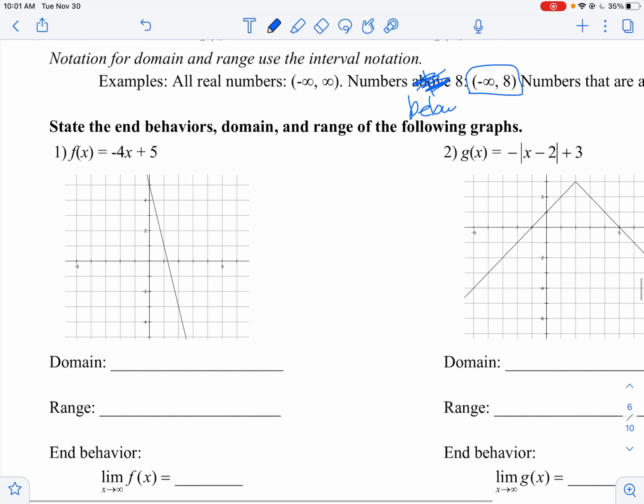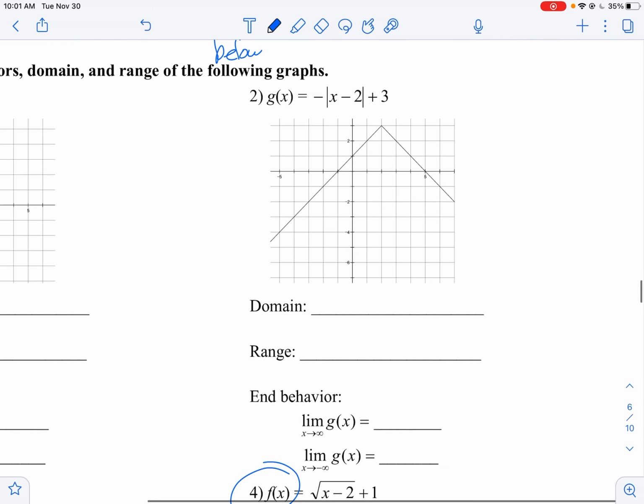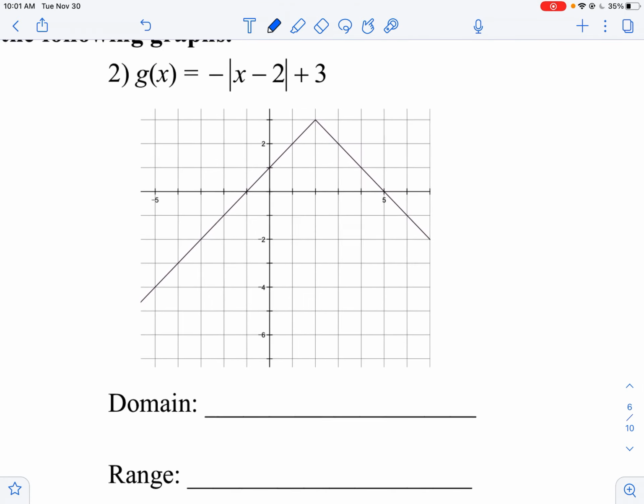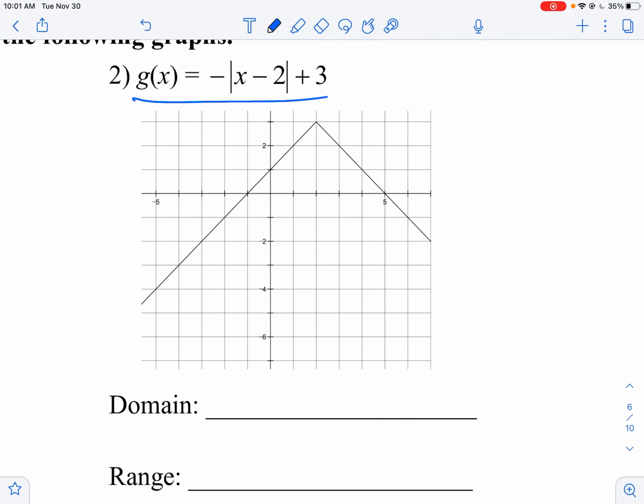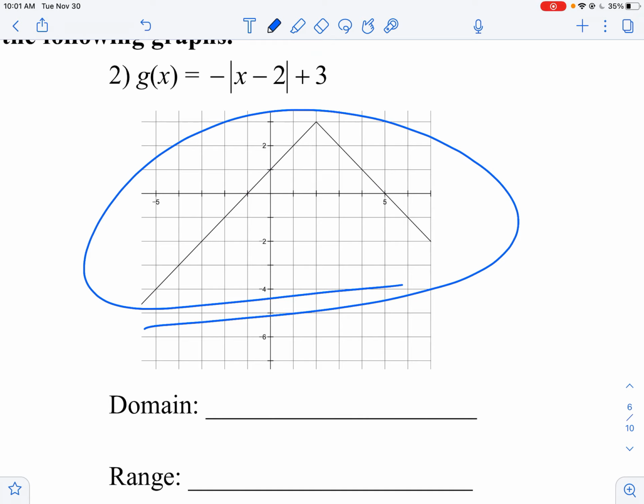We're going to do a few examples, just writing down domain and range so you can get used to them. Let's look at number 2 here. We've got g of x. Here's the function. It's already graphed for you. So we're just going to look at this.